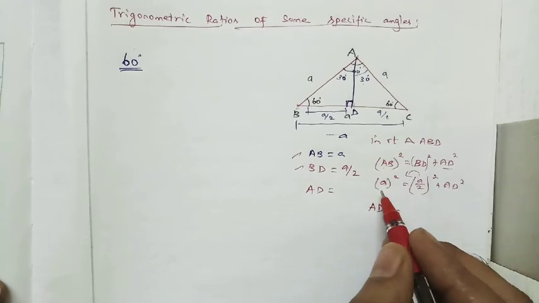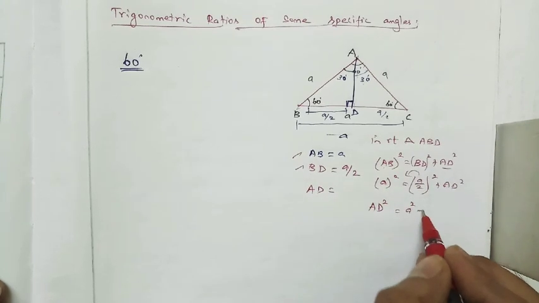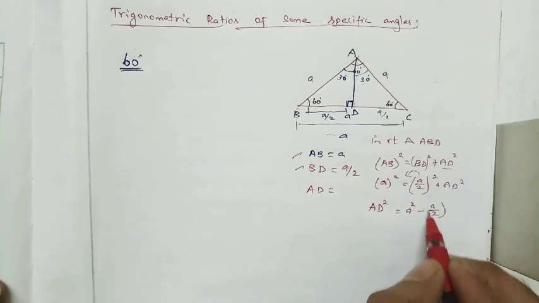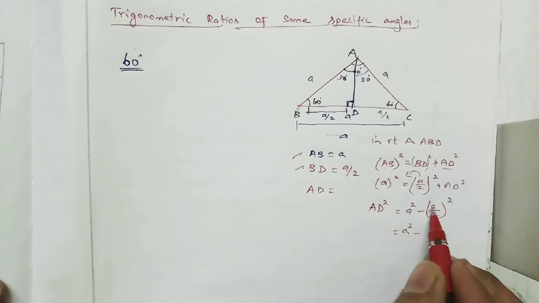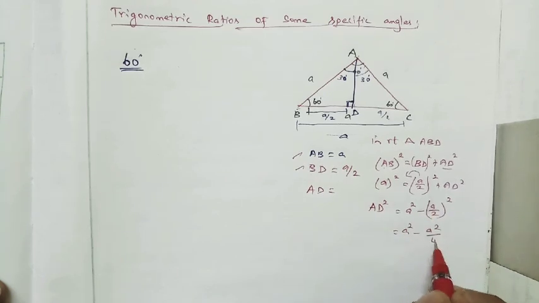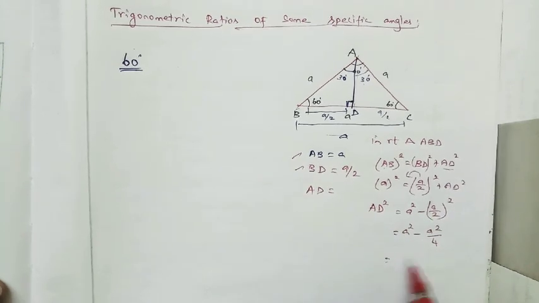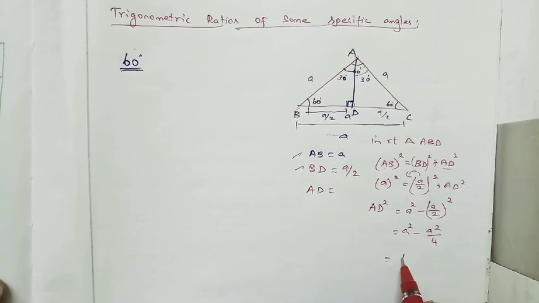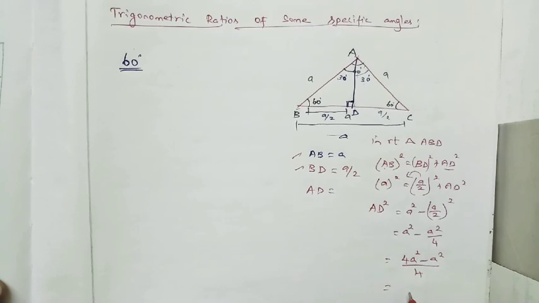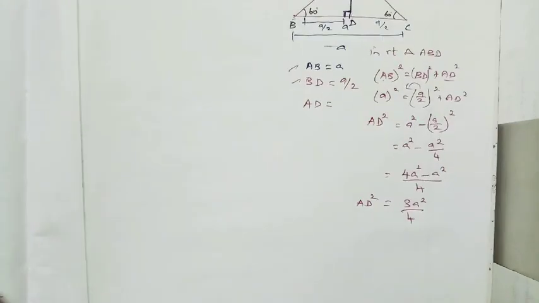First we have to elaborate: A square minus (A by 2) the whole square. Apply the square, so A square minus A square divided by 4. Simplify, taking LCM or cross multiply: 4A square minus A square divided by 4, which is equal to 3A square divided by 4. So AD square is equal to 3A square divided by 4.